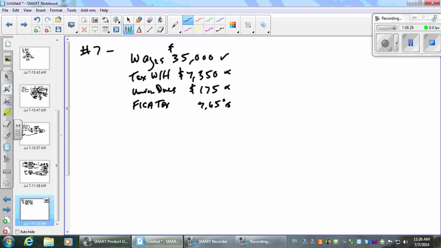And then the FICA tax, what's that? The employee pays it, so it's withheld, right? Equal to 7.65% of what? Of the 35,000, or if they go over the limit, right? Anybody over the limit, you don't do it anymore, right? The limit is huge, right? Oh, what did they say in the book the limit was? 110. Something like that. So you got to be making quite a bit of money before you go above the limit, right?